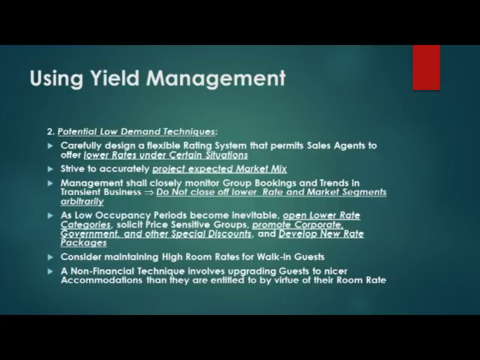2. Potential low-demand techniques. Carefully design a flexible rating system that permits sales agents to offer lower rates under certain situations. Strive to accurately project expected market mix. Management shall closely monitor group bookings and trends in transient business. Do not close off lower rate and market segments arbitrarily. As low occupancy periods become inevitable, open lower rate categories, solicit price-sensitive groups, promote corporate, government, and other special discounts, and develop new rate packages.